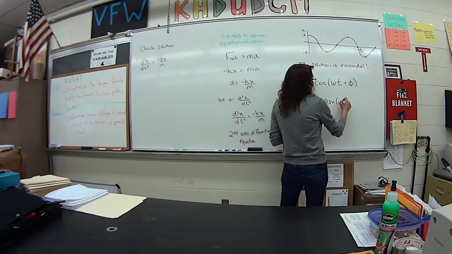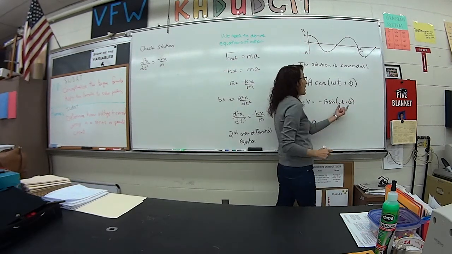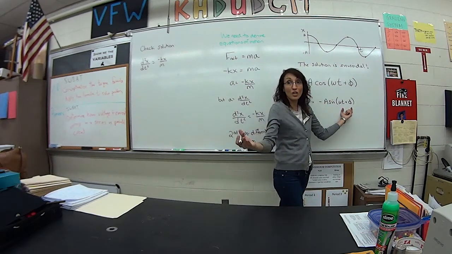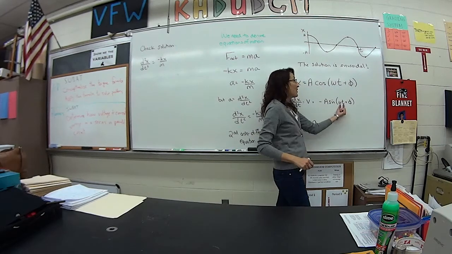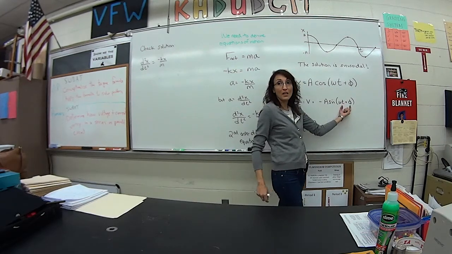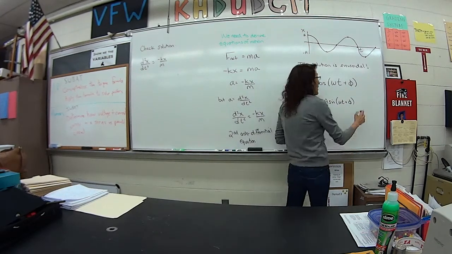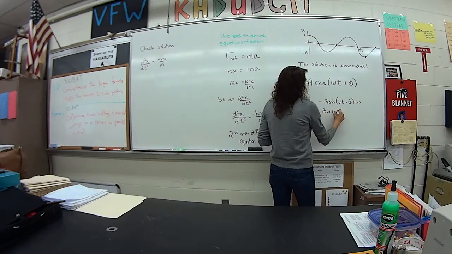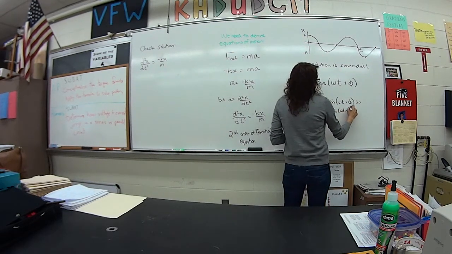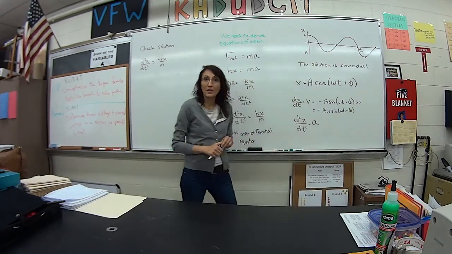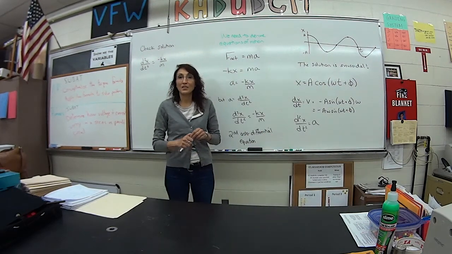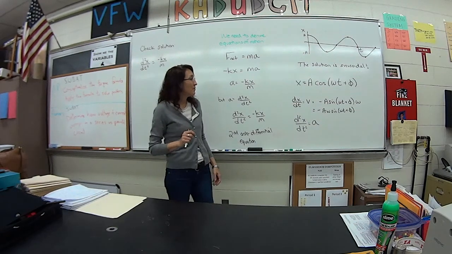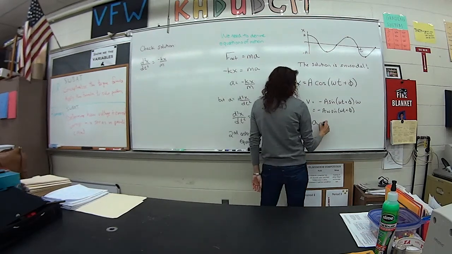Again, we're going to just write omega t plus phi, but we kind of ignored everything in here, didn't we? So we'd have to do the chain rule. We now take the derivative of the inside, and what do we get? Omega. So the answer here is negative A omega sine omega t plus phi. Did we all get that? Excellent.